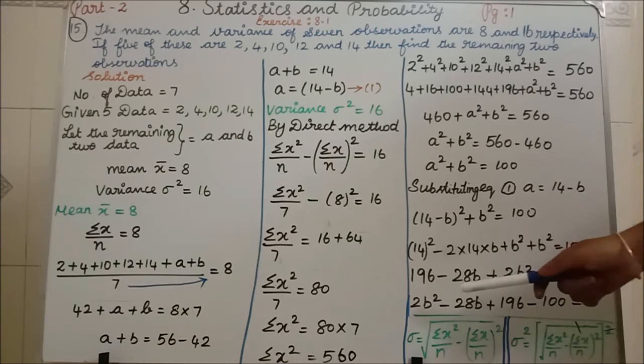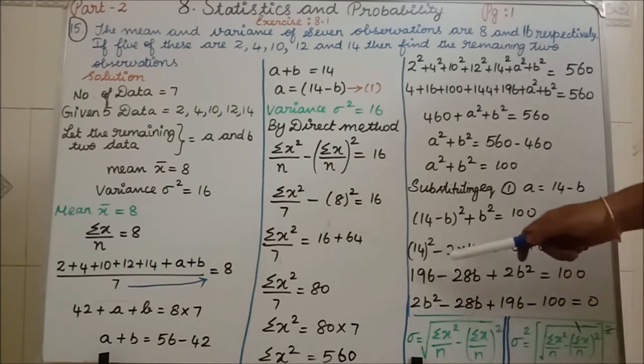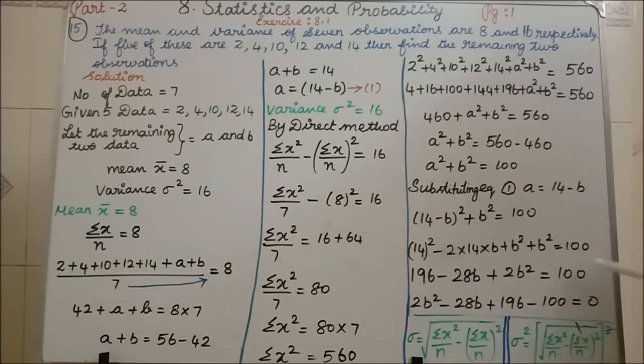So 2b square minus 28b plus 196. This 100 is on the right side; if it comes to this side, it becomes minus 100 equal to 0. Okay, still the problem is there, that we will continue on page number 2. Clear up to this, all of you?